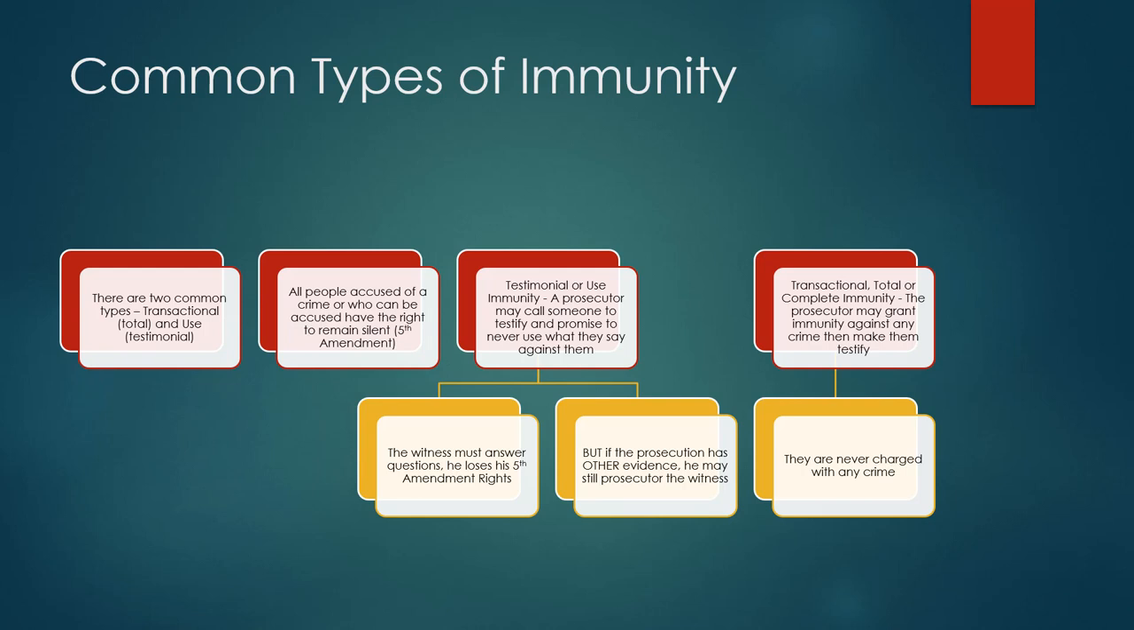Now, you're not going to get a very cooperative witness this way if you say, well, we're not going to use your testimony against you, but we got enough to convict you with other stuff, so here's your grant of immunity. You're not going to get a very cooperative witness. So very often they're going to have to go to the total immunity, or transactional immunity, or complete immunity, as it's called. The prosecutor says, okay, testify against your boss, we will never charge you with anything.